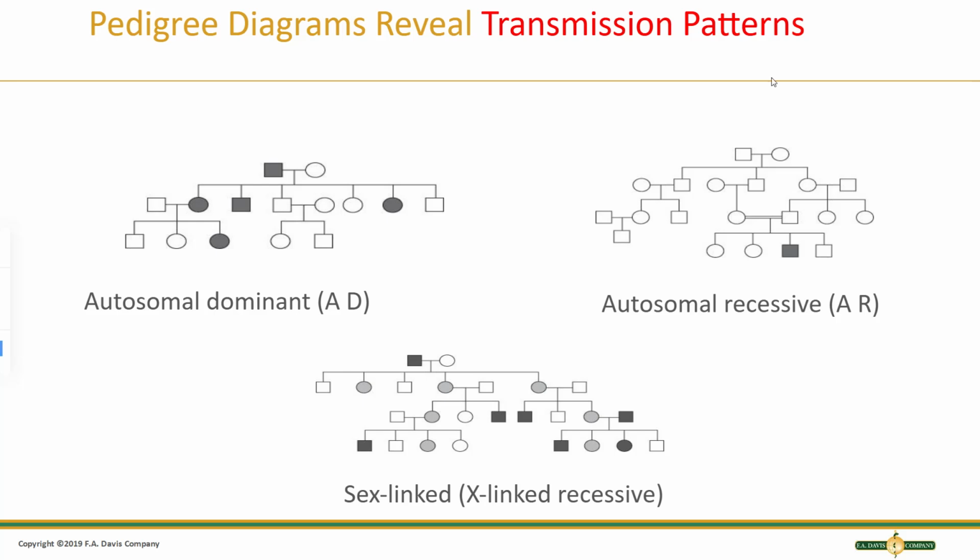So autosomal dominant, you're going to see a lot of impacted individuals. Autosomal recessive would mean that you're not going to see a lot of impacted individuals. And sex-linked or X-linked recessive, you would see a lot of impacted males and not a lot of impacted females. You can see these ones are shaded in partially because those are carrier females. We can't have carrier males on an X-linked disease because males only get one X.